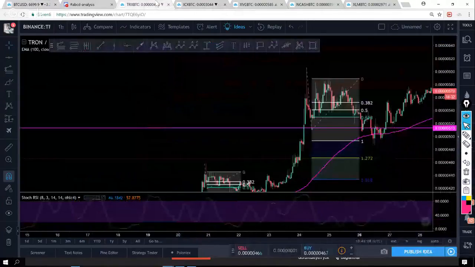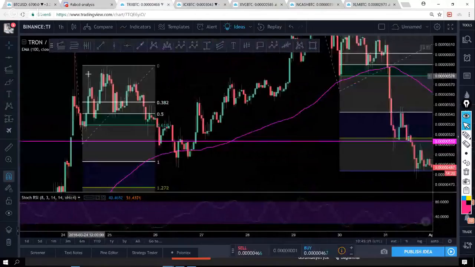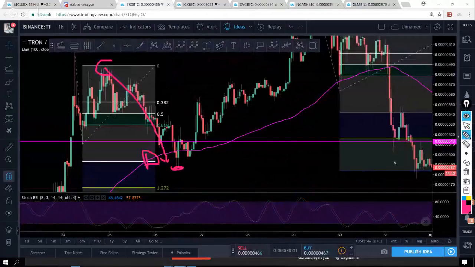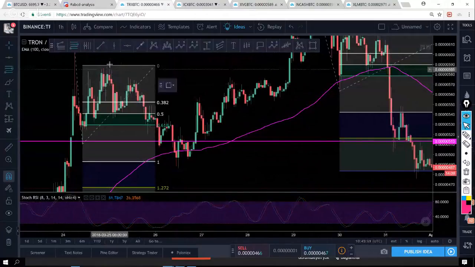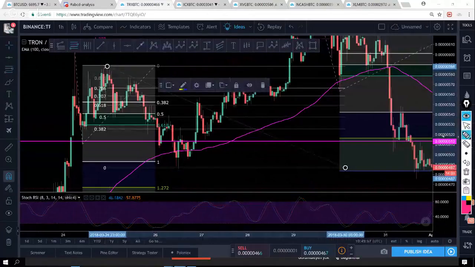Because when you want to find the target of ABCD, yes, we trade here, we set here C to D, D extends to here, and we have to measure this with the swing low. And as you can see, guys, here is the first target and here is the second target. But if you want to risk it, as you can see, it can go up.